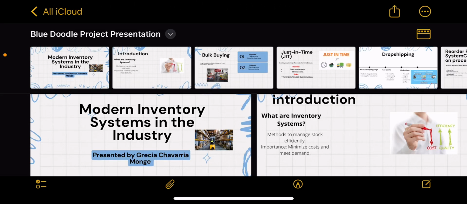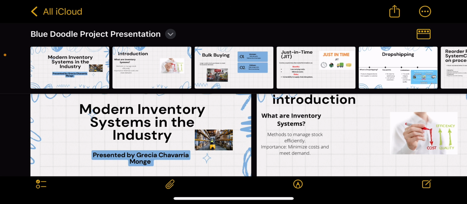Guys, today I'm going to talk about inventory and how it's used in industry. But first of all, we have to understand what inventory is. When we talk about inventory, we refer to the complete list of goods, like materials or products, that a business holds to meet its operational needs and fulfill customer demand.